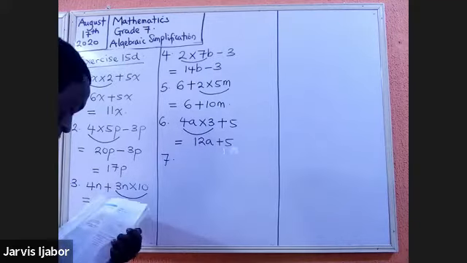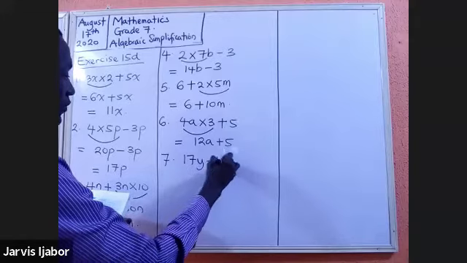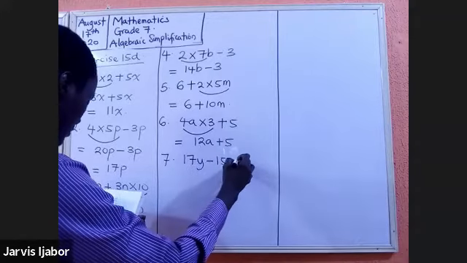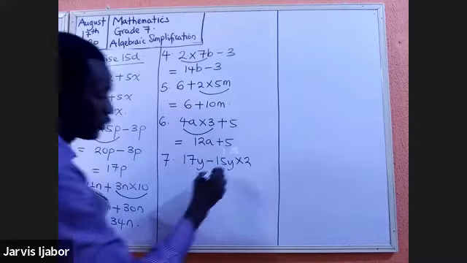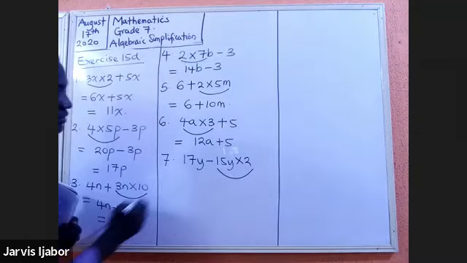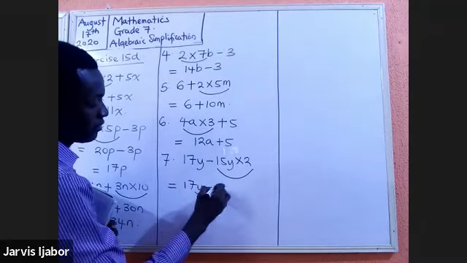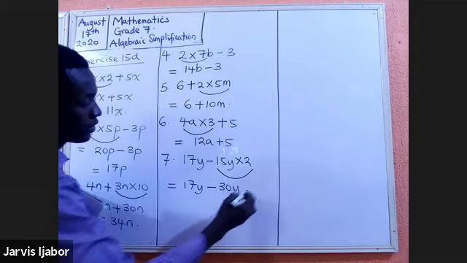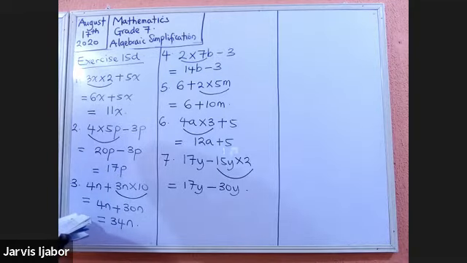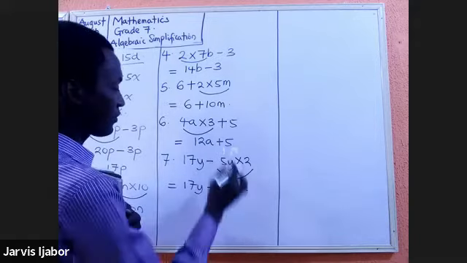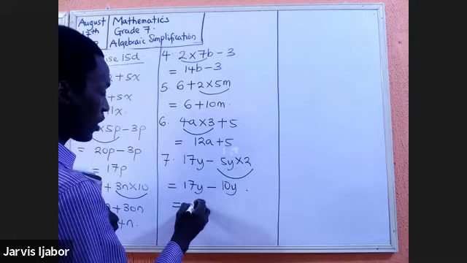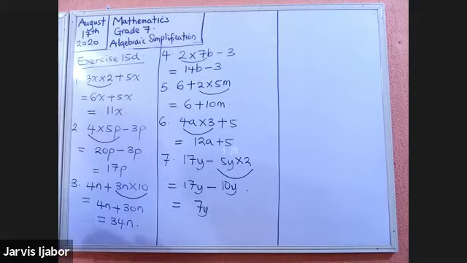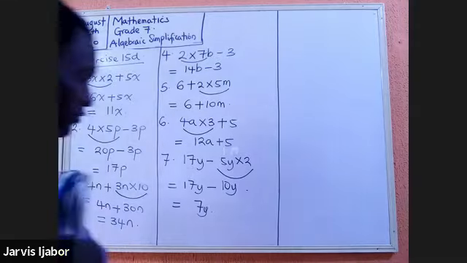Number 7. 17y minus 15y times 2. You will do multiplication first. So this will be 17y minus 30y. Hope I got that right. So this is 5. So that will be 10y. And your answer will be 7y. 17 things minus 10 things will give you 7y.